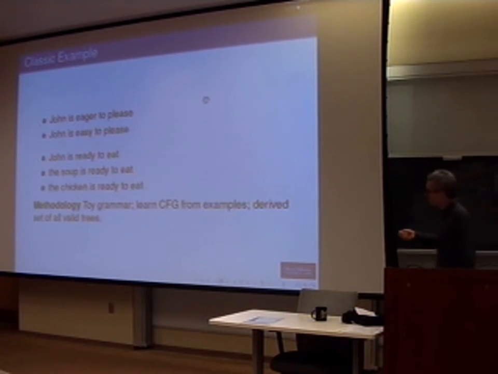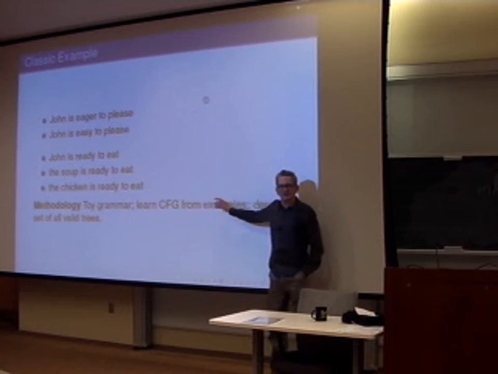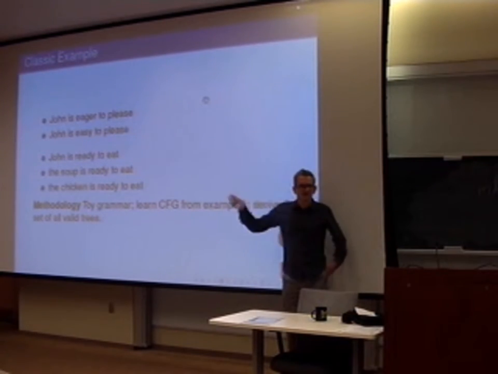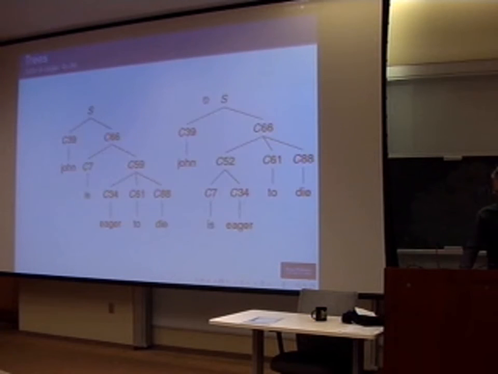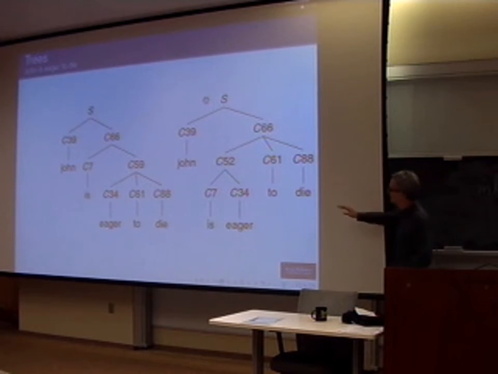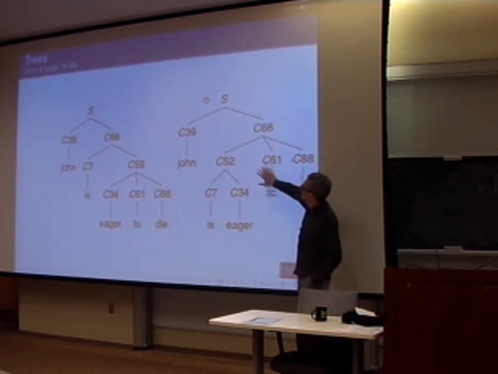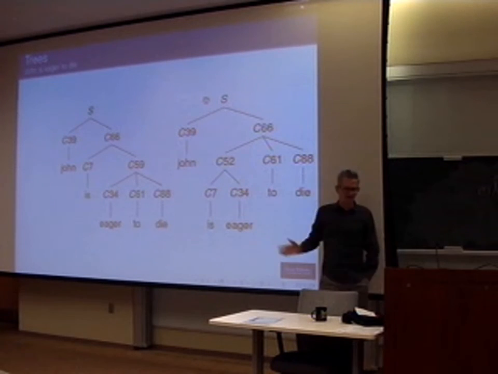So the methodology I used is I wrote a little toy grammar. I learnt the context-free grammar from examples, and then I used this algorithm to derive the set of all possible valid trees. So what you get is maybe not exactly what one wants, but this is what we got. For the sentence John is eager to die, we get two distinct tree structures that look like this.